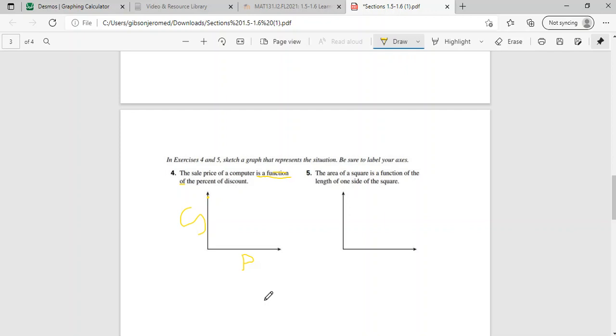All right, now, the sale price of a computer is a function of the percent of discount. Okay, so here's the thing here. This is the percent of discount. This is the sale price. We know when the X and Y axis meet, that's typically your 0 point. It's 0 for the sale, 0 for the percent discount. I'm just saying for that point. Okay, now, if there's no discount, what percent would you be paying for the merchandise?